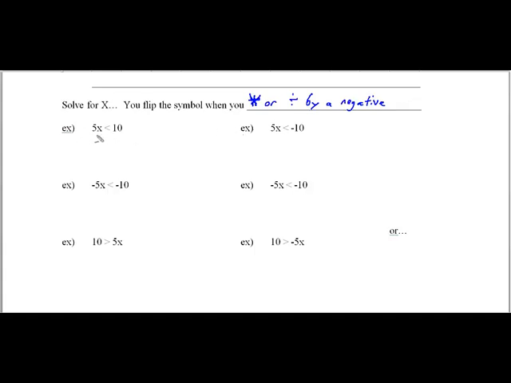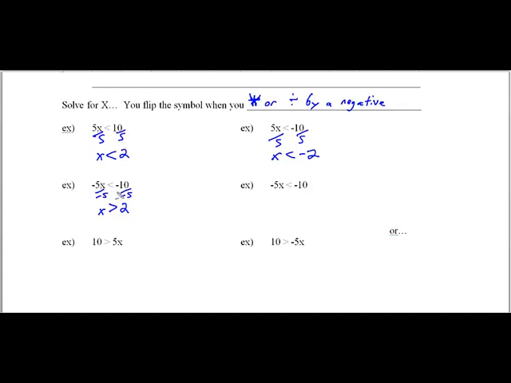So in this case, if we're going to divide both sides by 5 to get the x all by itself, do not flip the symbol. X is going to be less than 2. In this case, you would think that you're actually multiplying or dividing by a negative, but you're actually looking at the number in the denominator. So in this case, nope, you do not flip the symbol. You will be dividing by a negative here, so you do flip the symbol. So x is going to be greater than 2.